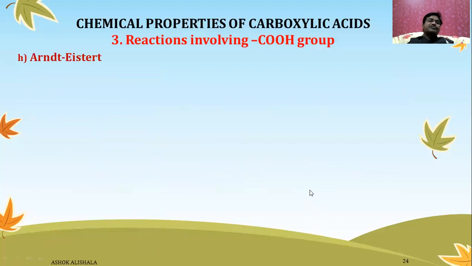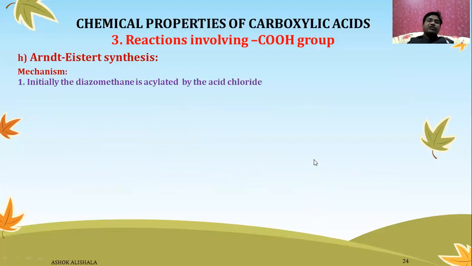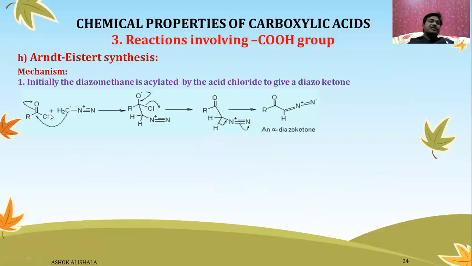See what is the mechanism involved in this one. The mechanism is that initially the diazomethane is acylated by the acid chloride to give a diazoketone. Now let us see. This is the acid chloride and this is the diazomethane, and it adds here so that the oxygen gets the negative charge, and this again migrates between the carbon and oxygen, and chlorine is eliminated. And in the next step, what happens here?